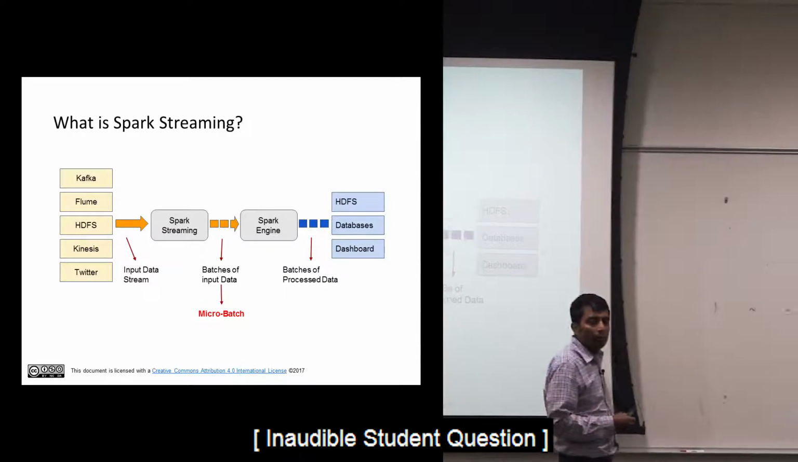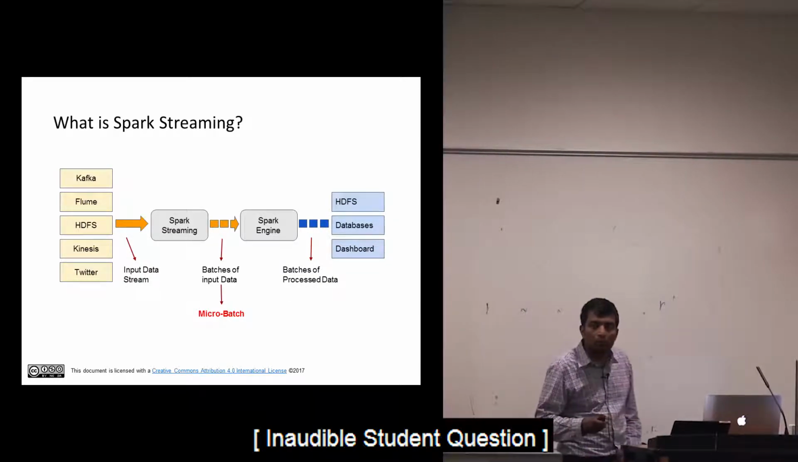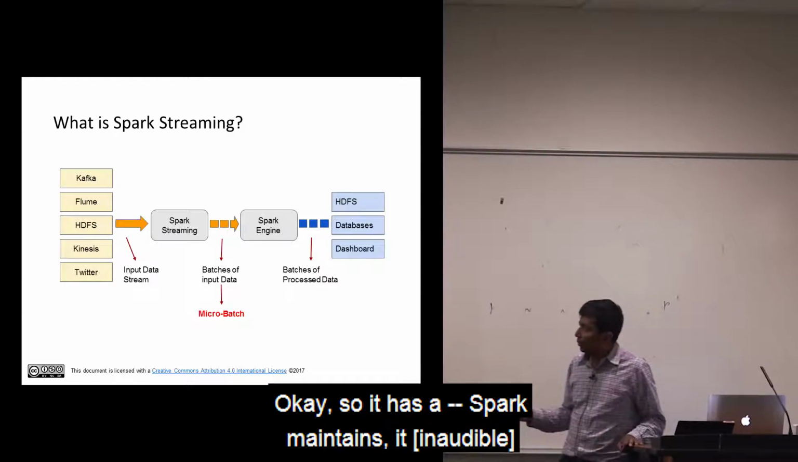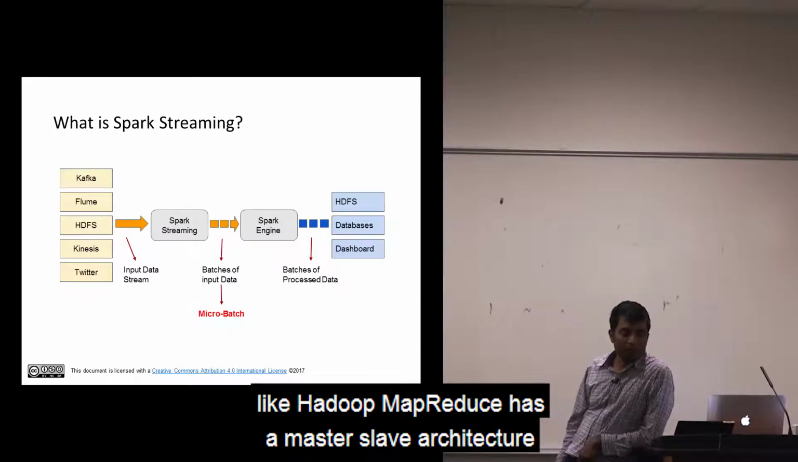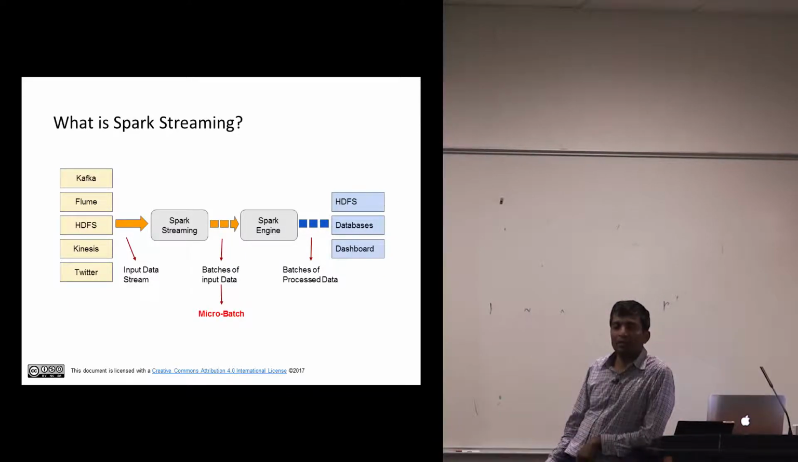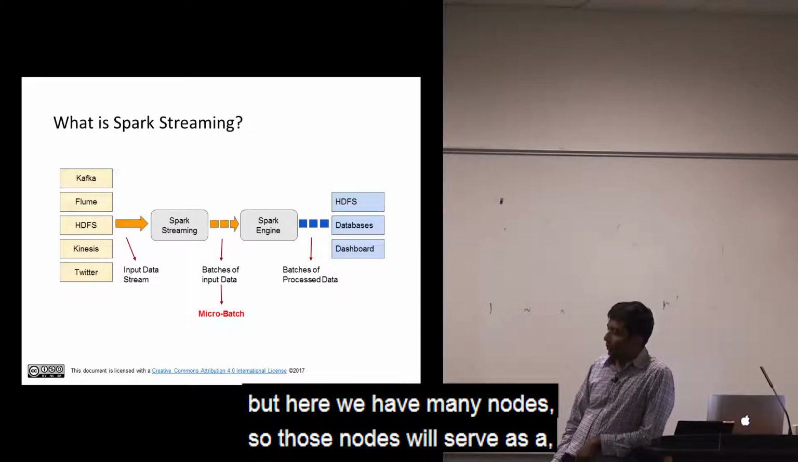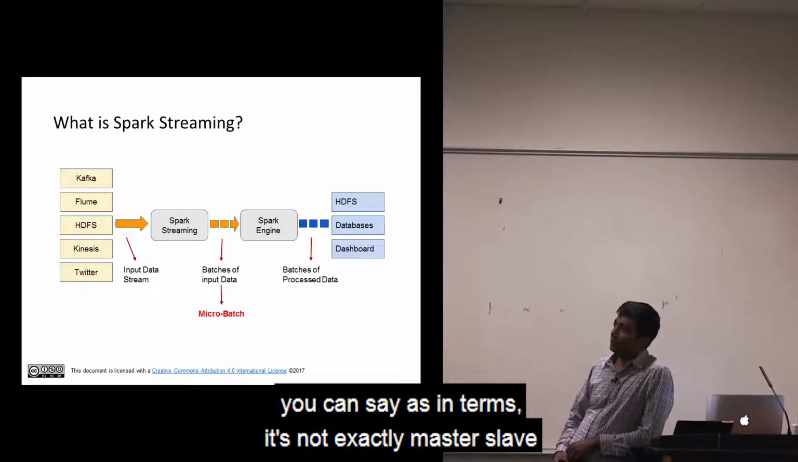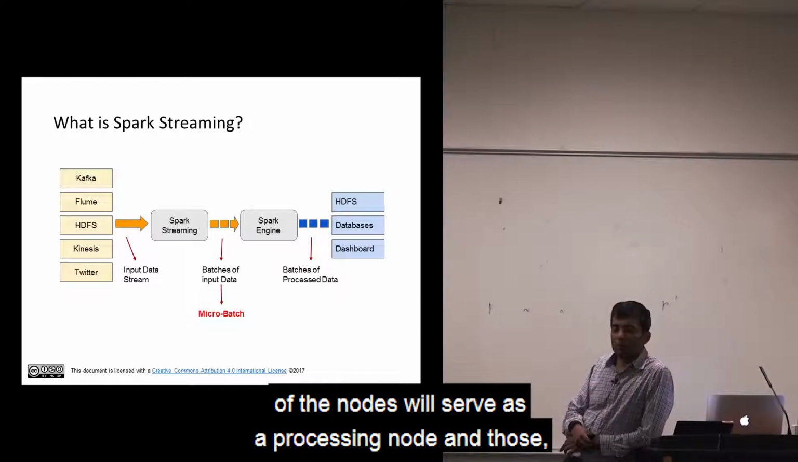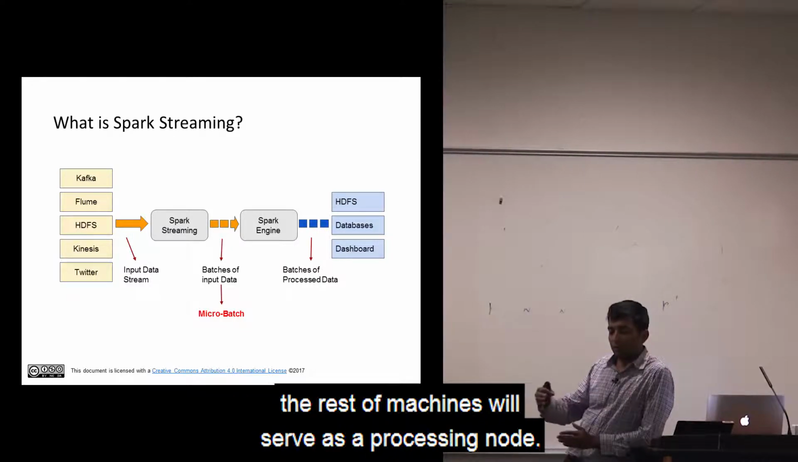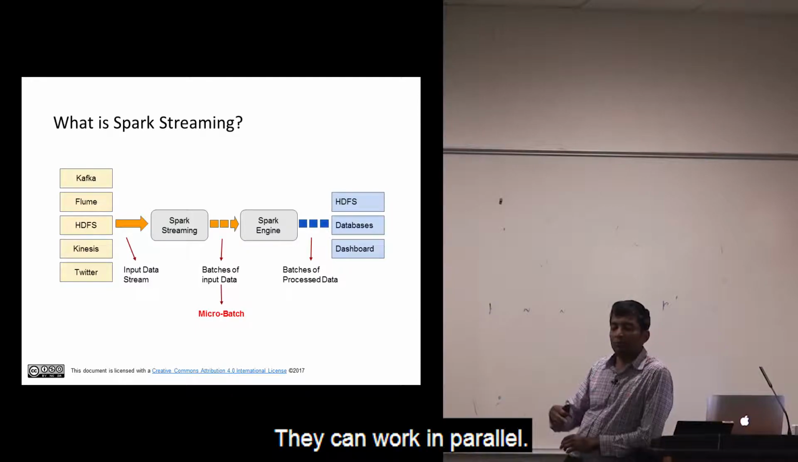Is that Spark engine one process, or is it across several? Okay, so Spark doesn't work like Hadoop MapReduce, which has a master-slave architecture. Here we have many nodes. It's not exactly master-slave, but there will be a driver program, and then the rest of the machines will serve as processing nodes. They can work in parallel.